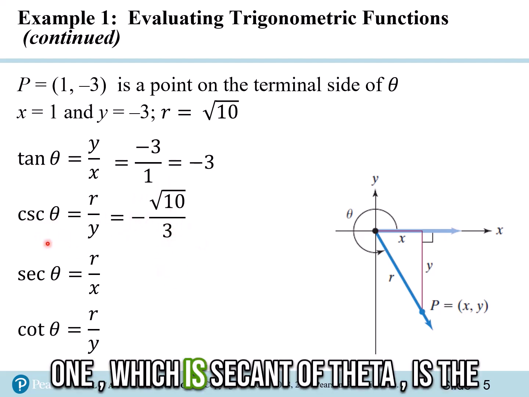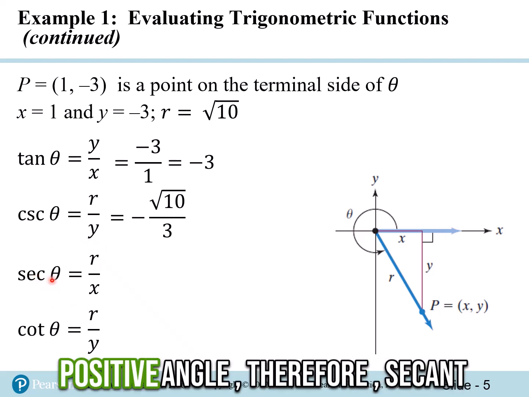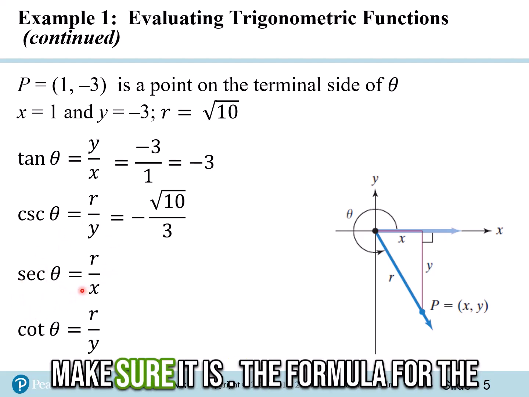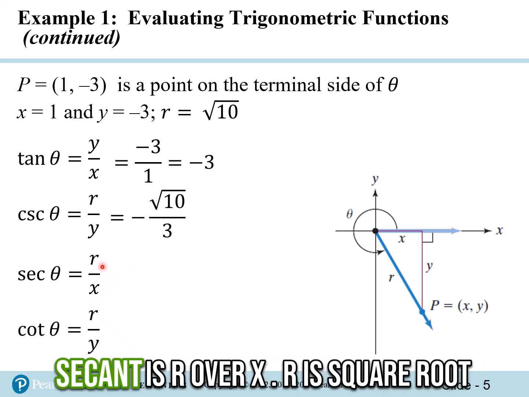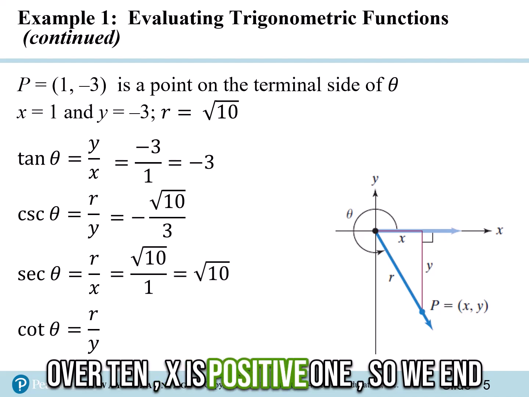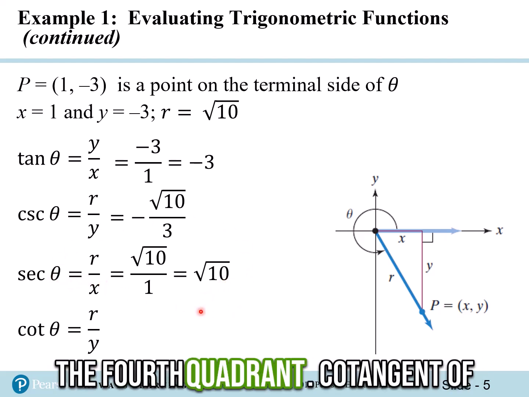The next one, which is secant of theta, is the reciprocal of cosine. Cosine was a positive value, therefore secant must also be positive. Let's make sure it is. The formula for the secant is r over x. R is square root over 10. X is +1, so we end up with a positive ratio for secant in the fourth quadrant.